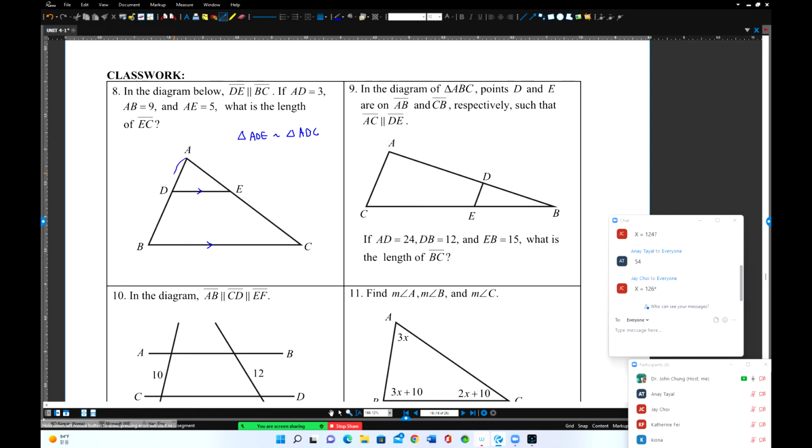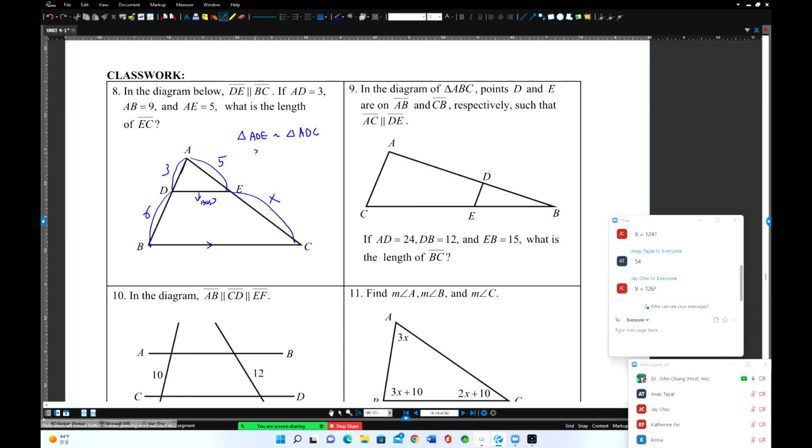AD is 3, AB is 9, so DB is 6. Okay? 3 to 6. Total is 9, that's fine. AE is 5. Now we're going to find EC, which is x. This is the side, not the base. We are not talking about the base. This is not about this length, the base. Side and side. This is the side splitter theorem.